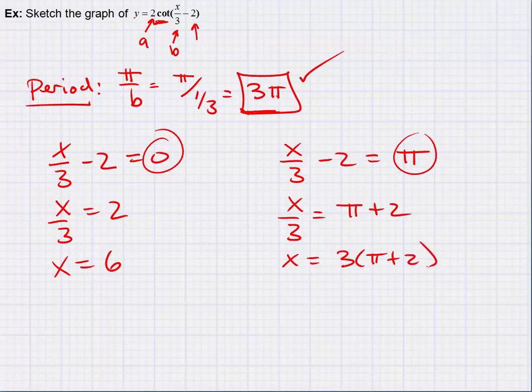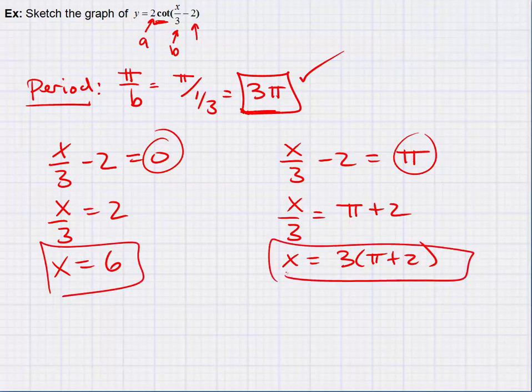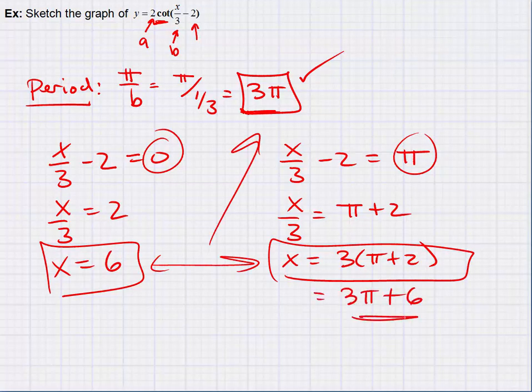Now you look at this and ask, how can I use these endpoints and make sure that the distance between them is this? Well, if I multiply this out, what do I get? 3 pi plus 6, right? Is this one 3 pi more than this one? Yes. So the distance between them is 3 pi, so it all does check out. This is one vertical asymptote, this is another vertical asymptote. So I go to sketch my graph.